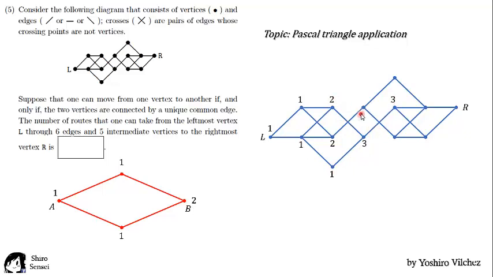This point came from only one vertex, so this is equal to 2. And here is the same, and here is the same. This point came from 3 vertices, so it is the sum of the 3 values: 2 plus 3 plus 2 is equal to 7. This point is equal to 3 plus 2 is equal to 5. And finally, the vertex R is 7 plus 5, 12. So the number of routes that we can take from the leftmost vertex L to the rightmost vertex R is 12.